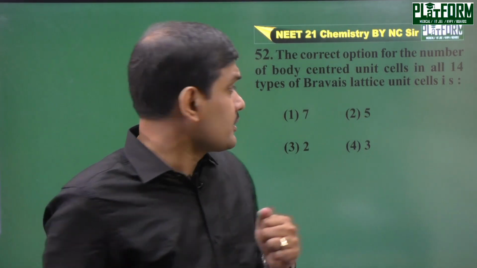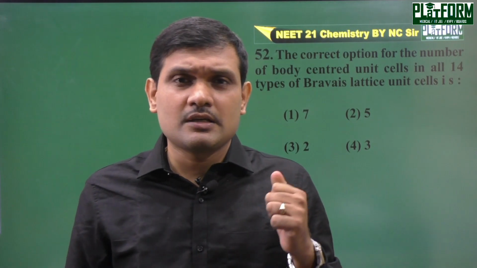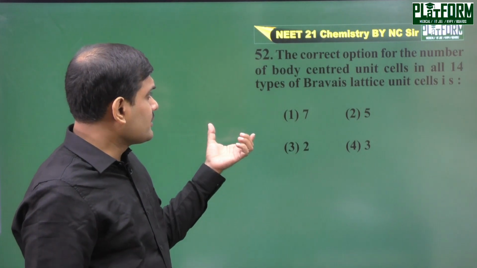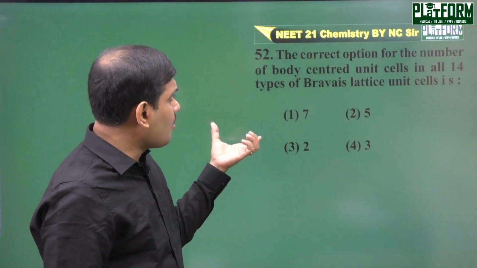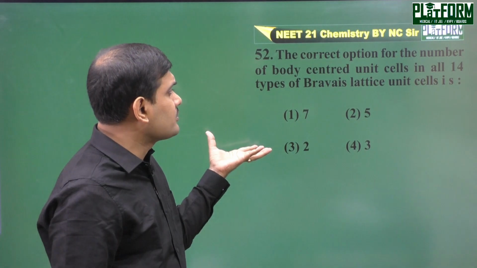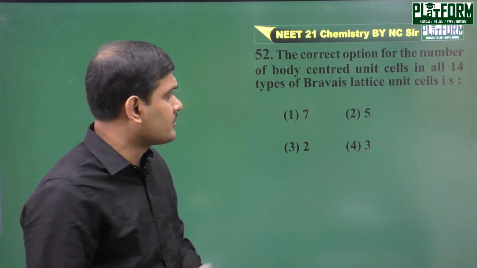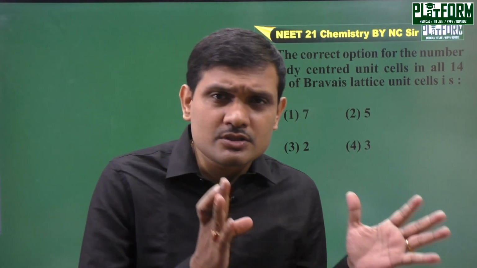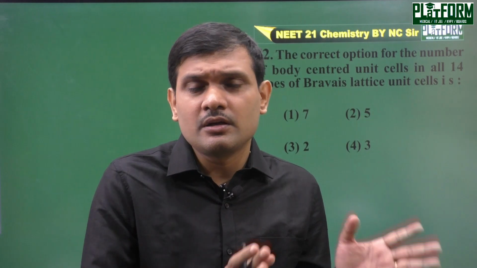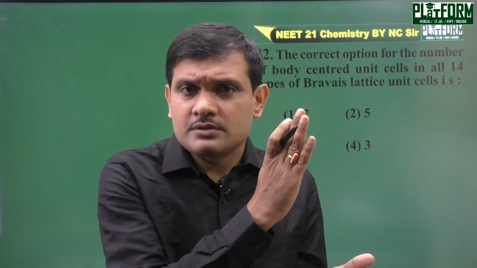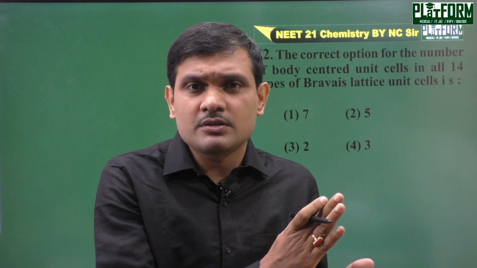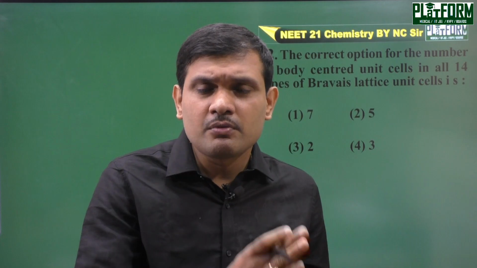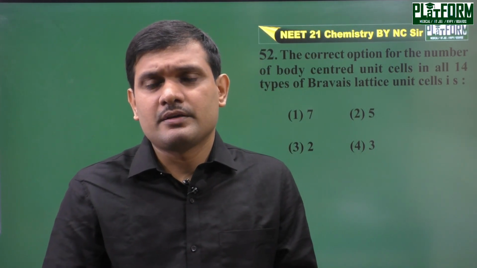So next, move to question number 52. It is from solid state, class 12, part 1. It asks for the correct option for the number of body centered unit cells in all 14 Bravais lattices. We know that we have 7 crystal systems. Basically, those are cubic, tetragonal, orthorhombic, monoclinic, triclinic, rhombohedral, and followed by hexagonal.